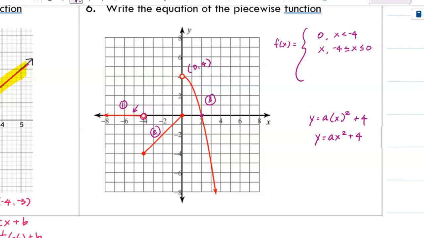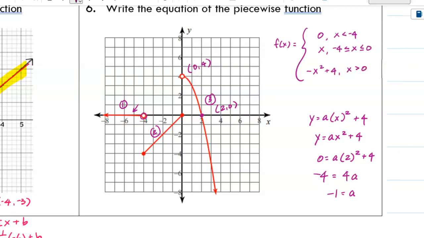I can use this point right here, which is (2, 0), to find a. Subtract 4, 4a squared. It's going to be a equals -1. It's going to be -x squared plus 4, and it's x when x is greater than 0. Okay? And that's the final answer.